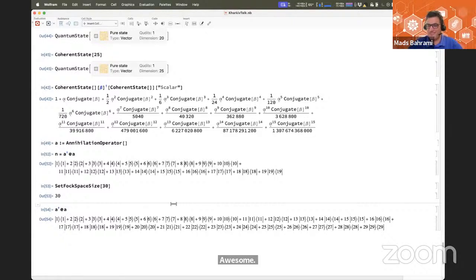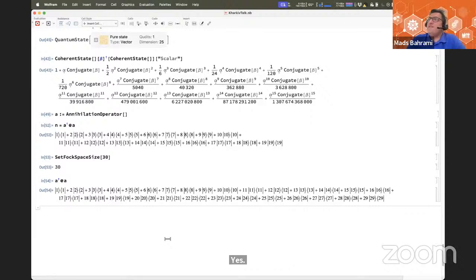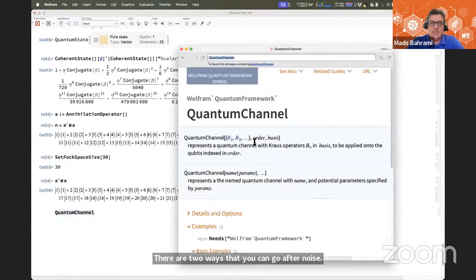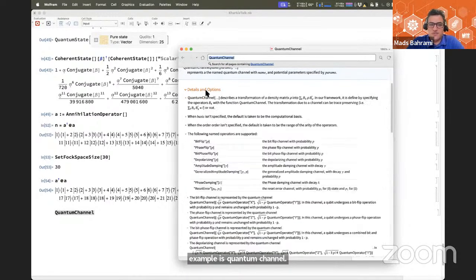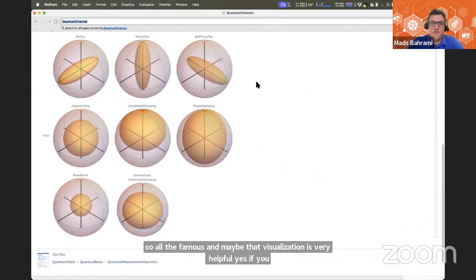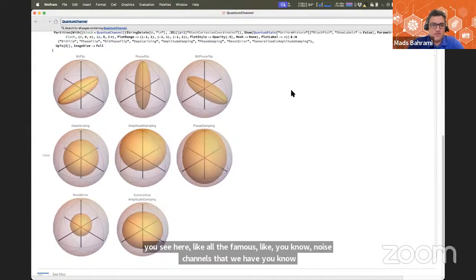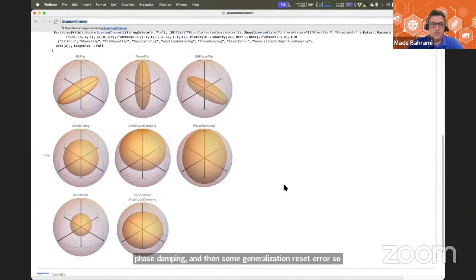You mentioned noise, so I wonder whether you have some noise models implemented. There are two ways that you can go after noise. One of them, the conventional textbook example, is the quantum channel. Here you see all the famous noise channels that we have in quantum: bit flip, phase flip, bit-phase flip, depolarization, amplitude damping, phase damping, and some generalizations, reset error. All of the conventional ones are there.